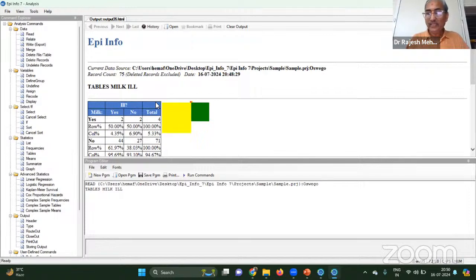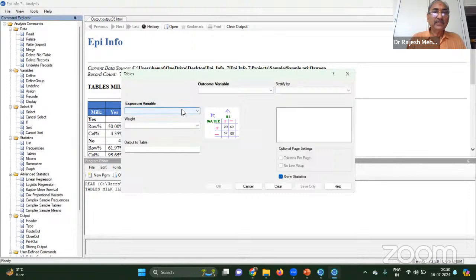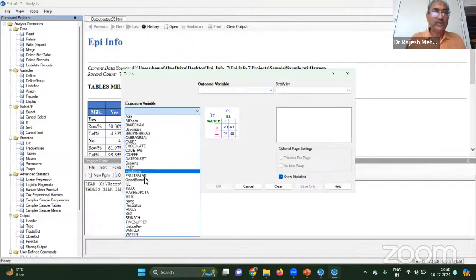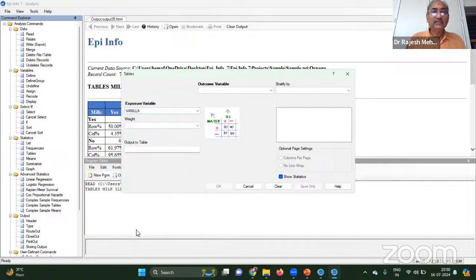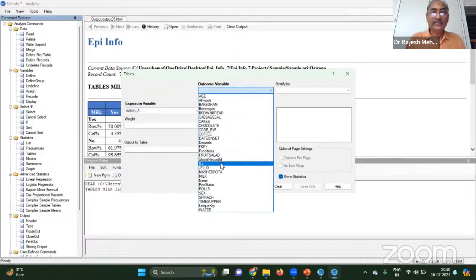Now, we take another variable, tables command. You can ask questions in between also. Don't wait for me, you can unmute yourself and ask the question. Now let's go for vanilla, right? Vanilla versus illness.